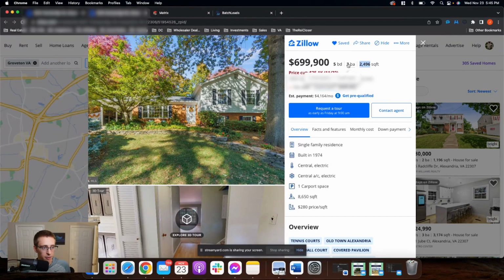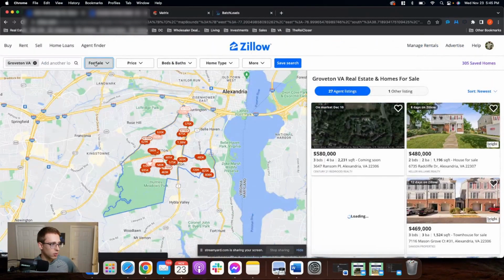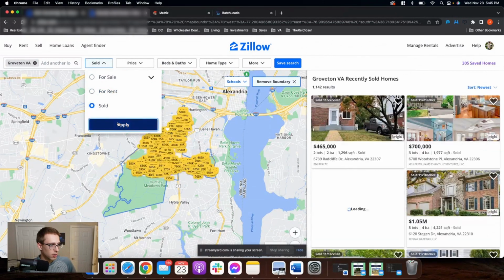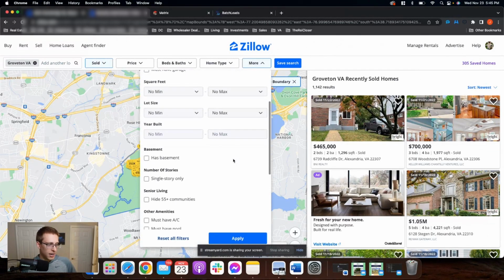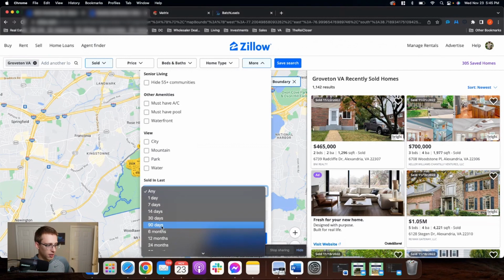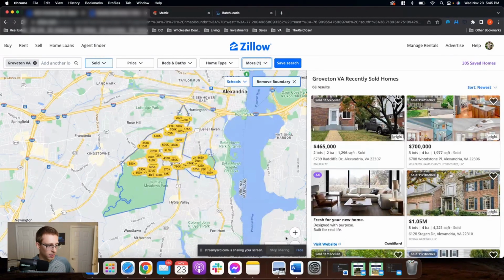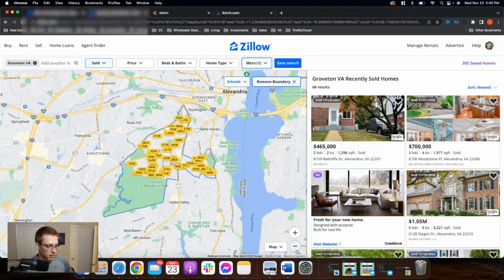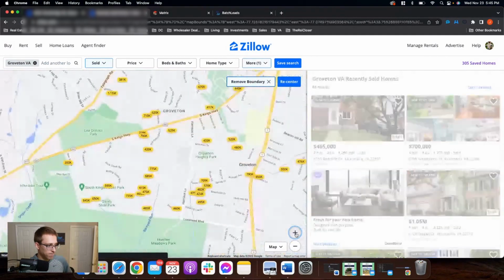They might be 5-4s because they might add an additional bathroom here. So all we're going to be really paying attention to right now is another 2,500 square foot property. So we'll come out here, we'll hit sold. With the market being kind of iffy, I like to do the last 90 days. And then let's hide this and let's zoom in.